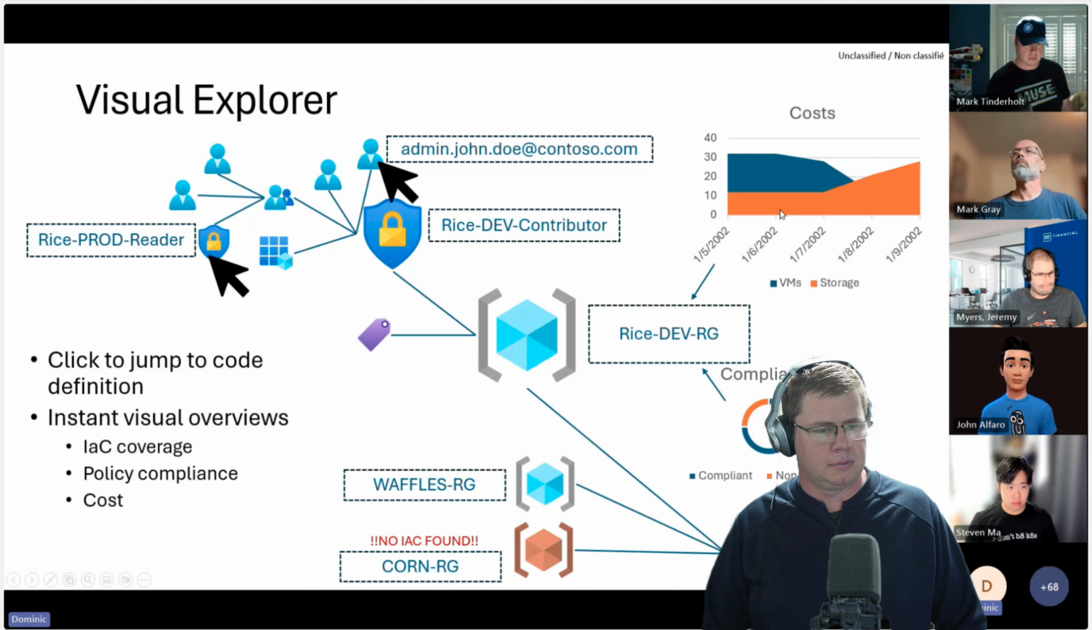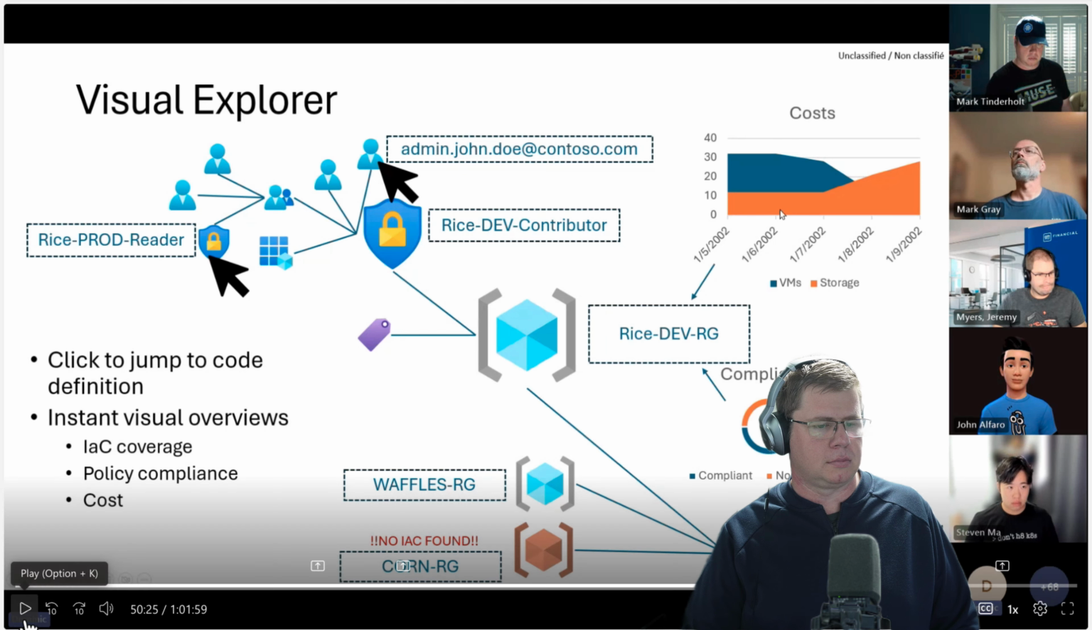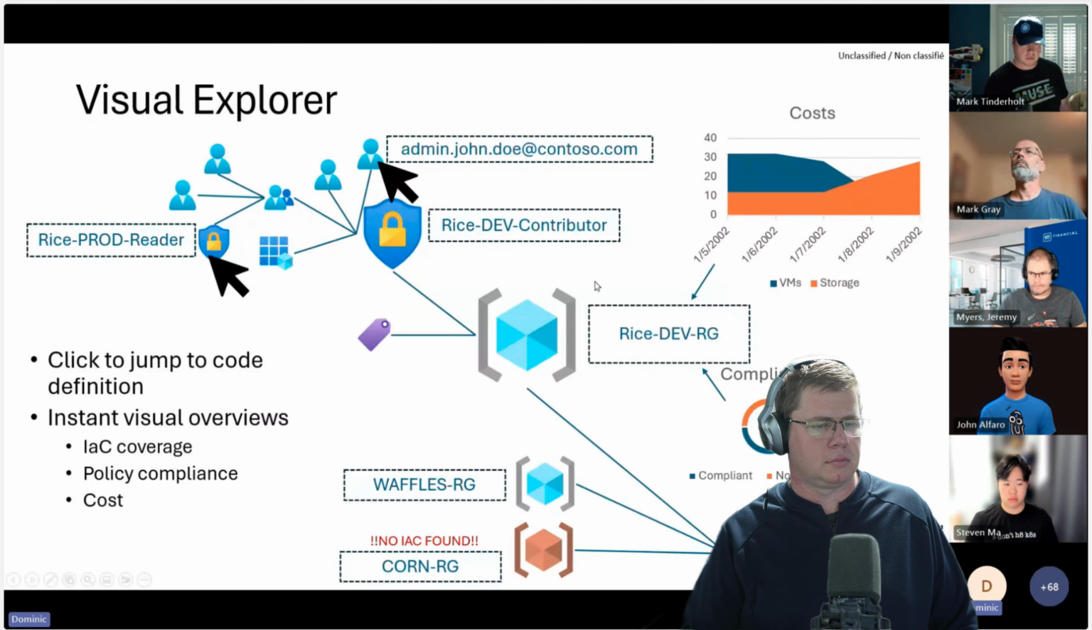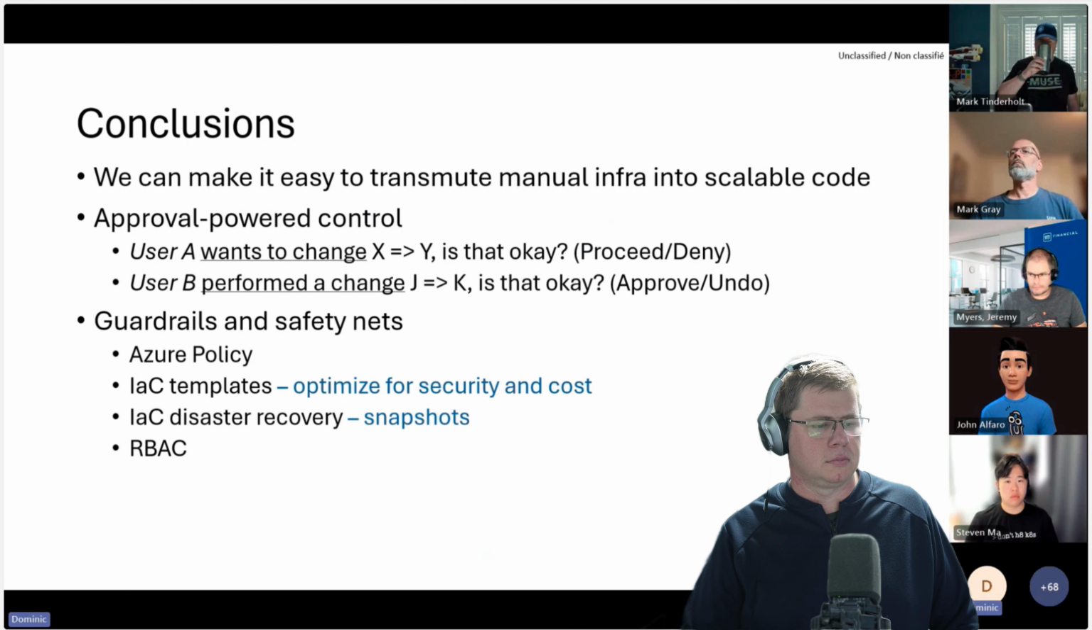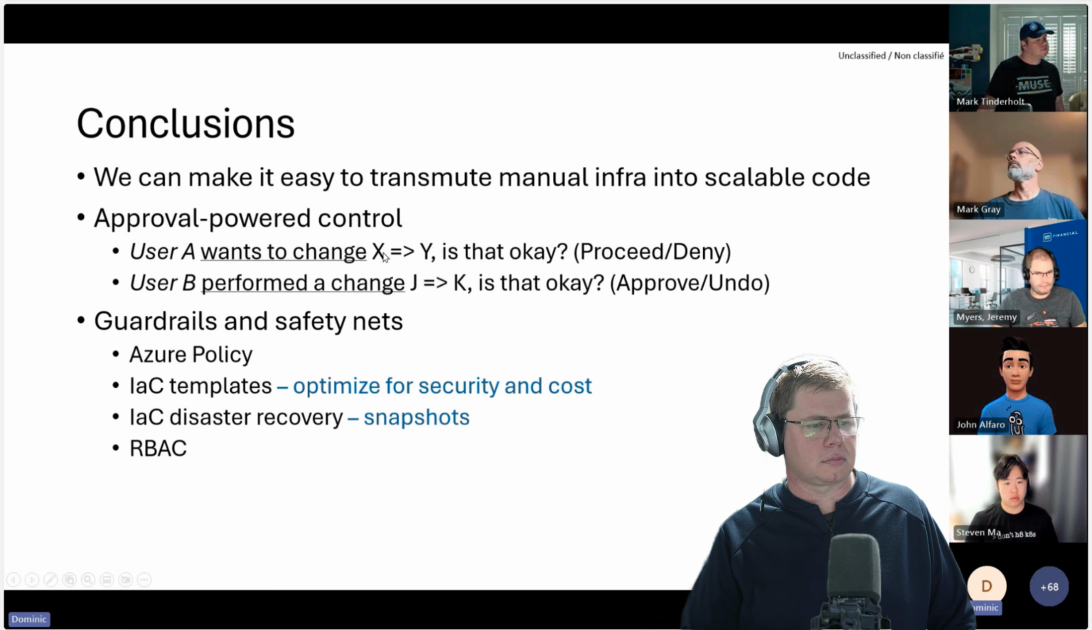So the conclusions: we can make it easy to transmute manual infrastructure into code, and approval-powered automations. If a user wants to change something, then an approve or deny should be a simple action. Or if a user has already performed a change and our tooling has noticed that change, then perhaps we want to explicitly approve that or undo that if that is not a change that was approved but was performed anyways. And there are some guardrails and safety nets that can help make this possible. Through Azure policy and templates and disaster recovery and RBAC, we can give clients autonomy to deploy their own infrastructure while ensuring that we are following best practices by having infrastructure as code be a part of that deployment process.